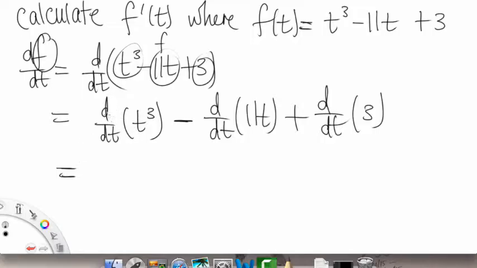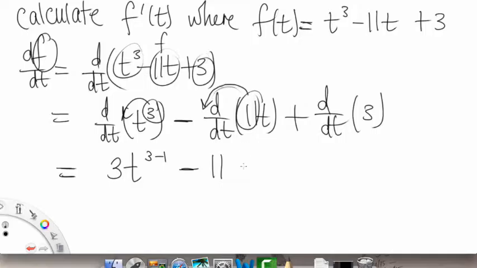For the first one, and the second one, and the third one, we can actually use the power rule. So here's our power. We're going to bring that down in front, so we have a 3, and then we write t to the third and subtract a 1 from the exponent. Okay? We'll do the same for the next one. Also, we have this 11 there, so according to the constant linearity rule, we can pull that out in front, and then we're left with d dt of t. Okay, we'll deal with that on the next step.